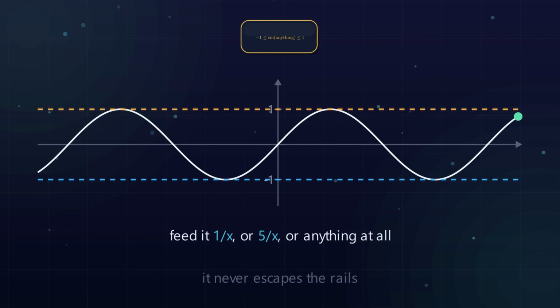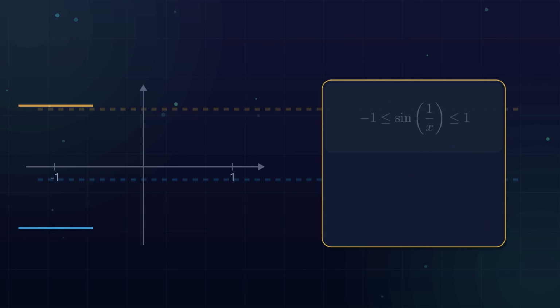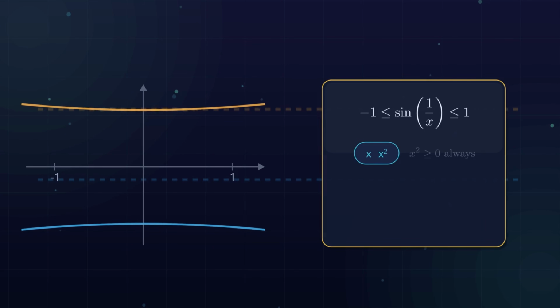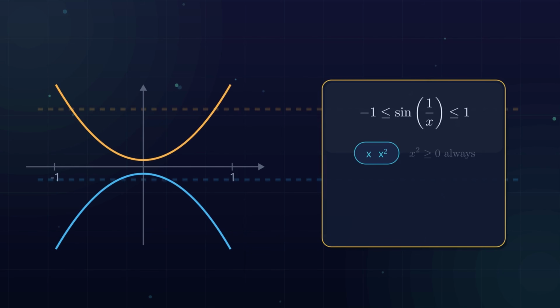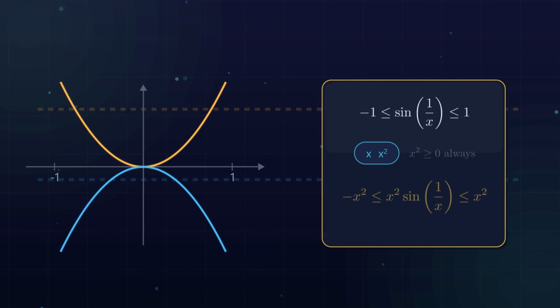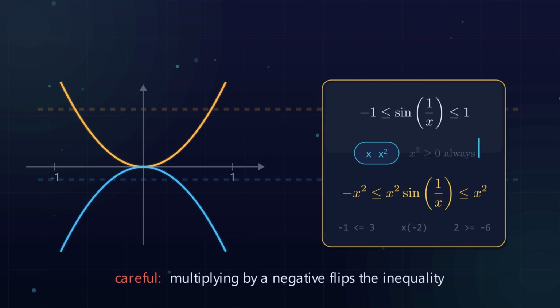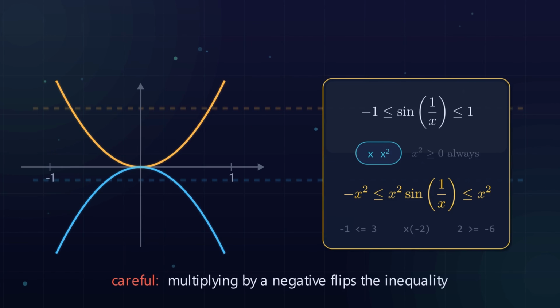Always. No exceptions. So -1 is less than or equal to sine of 1 over x, which is less than or equal to 1. Now multiply all 3 parts by x squared. And notice something important. X squared is never negative, so the inequalities keep pointing the same way. Multiplying by a negative would have flipped them.